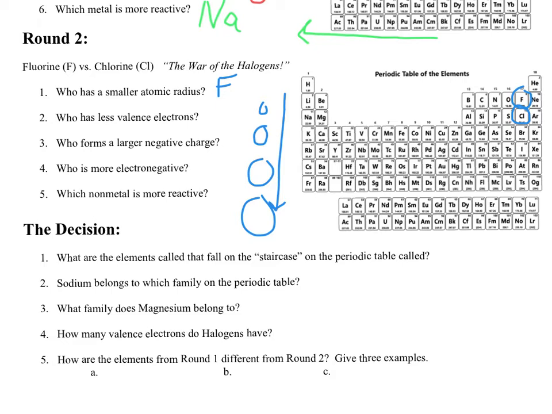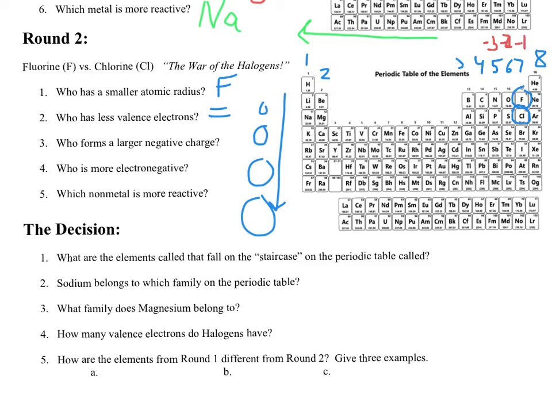Who has less valence electrons? Well, remember the trend. 1, 2, 3, 4, 5, 6, 7, or 8. So who has less valence electrons? That's a trick question. They both have 7, so they are equal to each other. Who forms a larger negative charge? Well, if you remember from your trends, the nonmetals, group 5 makes a -3 charge, group 16 makes a -2 charge.